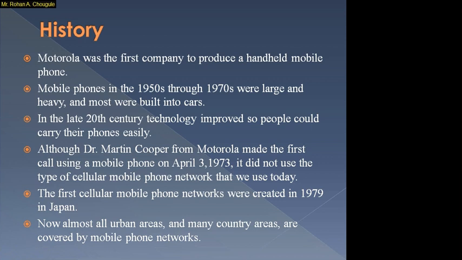Okay, and the technology or network used to make the first call was different. It is not like what we are using nowadays. Basically, the cellular mobile phone network was created in 1979 and it was created in Japan. And now almost all urban areas and many country areas are covered by the mobile phone network. Everywhere we have these networks, everyone is using these mobile phones, right? So this is just the basic history of mobile phones.